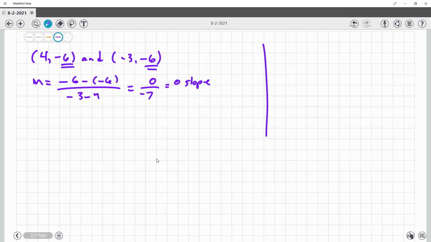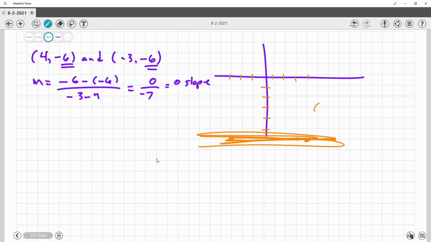Again, if you actually plotted these points, so if I plotted -3 and negative 6, put a point there. And then I plotted, I don't know why I did the negative 3, negative 6 first, but I did. And then 4 and negative 6. Notice what happens. A zero slope is a horizontal line.